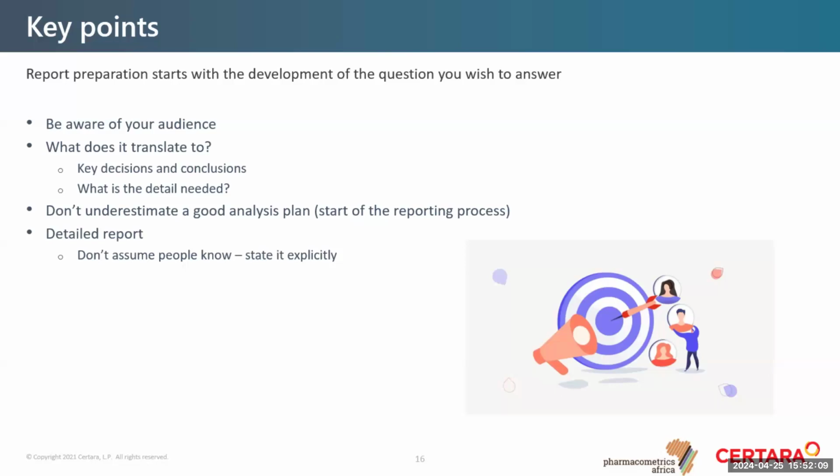When it comes to academic or scientific writing for journal submissions, you want to know the scope of the journal, who your target audience is, and what you want to relate to them, and then you decide on the detail that's needed. Don't underestimate a good analysis plan. And also a detailed report: don't assume people know, state it explicitly.